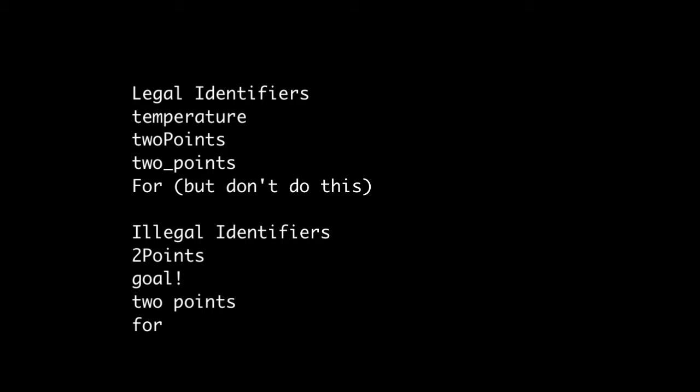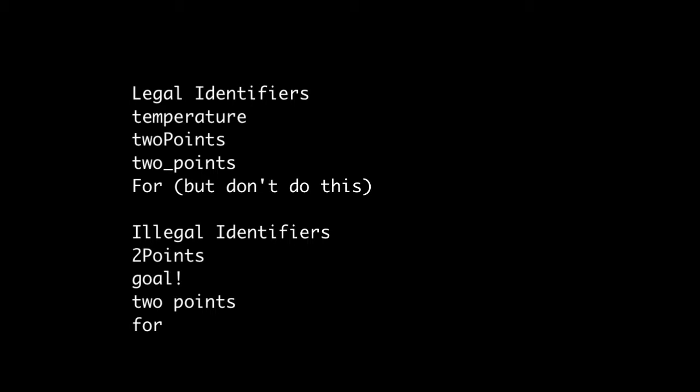Here are some examples of legal identifiers and illegal identifiers. The common convention for variable names and function names is to start them with a lowercase letter. Constants are often in all caps, and class names start with a capital letter. Some languages prefer to use what's known as camel case for multi-word names. Camel case capitalizes the first letter of each subsequent word in a multi-word name, since we can't use spaces.